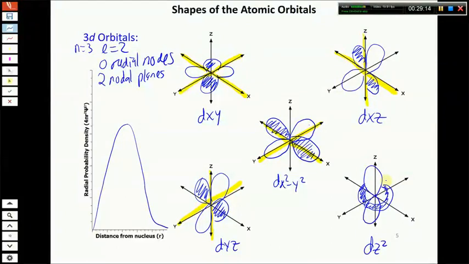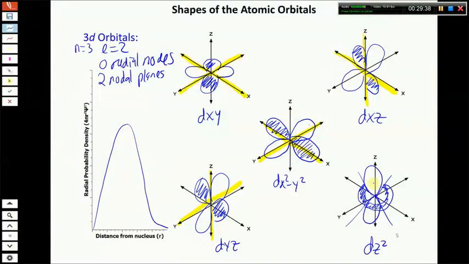This is the one that I alluded to before that has a nodal cone. It's not a plane that separates the different phases. It's a cone that starts in the origin and goes out kind of like that in all directions. So it's 2 cones that come out from the origin. You don't have to worry about that detail of it. But the dz squared is the one oddball d orbital, which is along the z-axis, and it's the only one that has this ring or torus shape, as we call it.